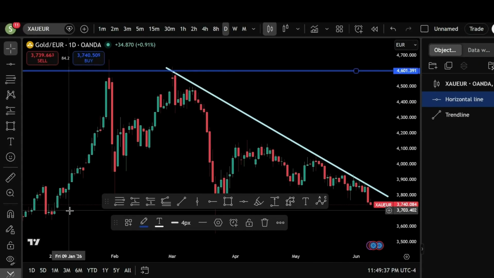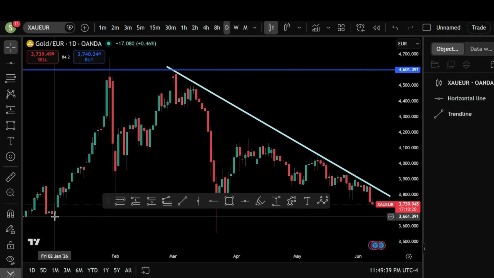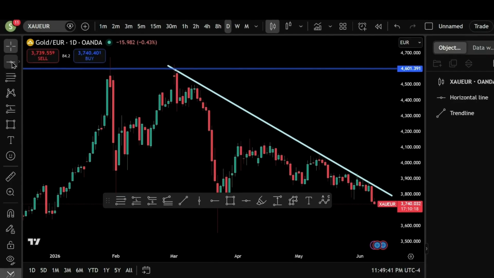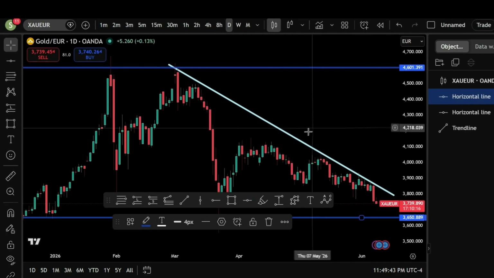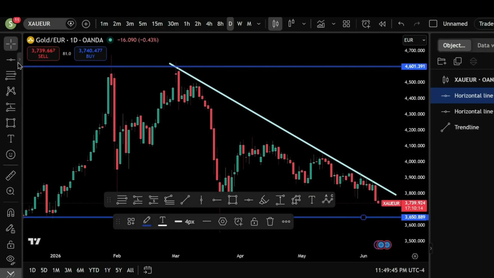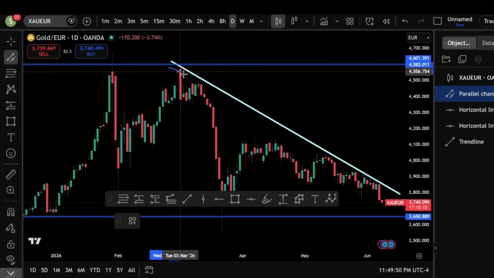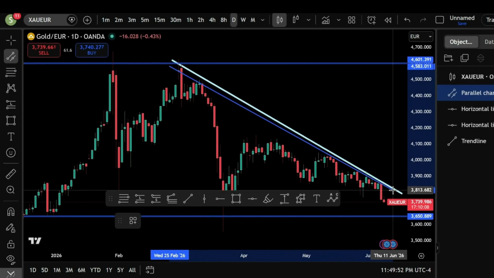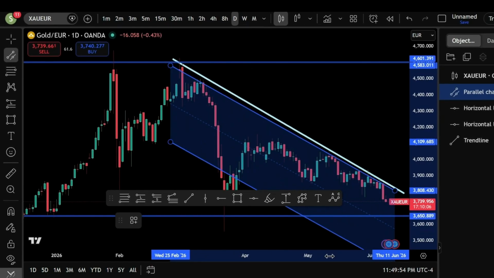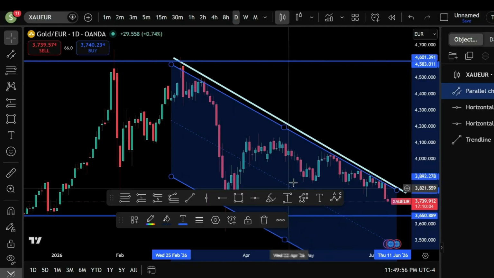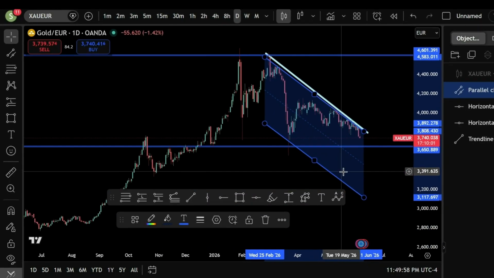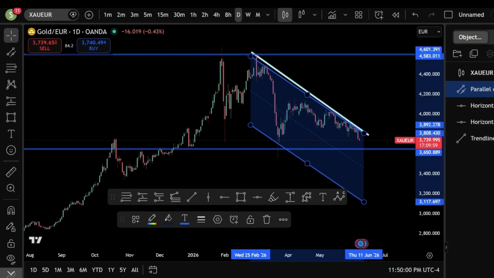First is trend line, used to draw trend direction. Second is horizontal line, used to mark support and resistance. Third is parallel channel, used to draw a price channel when the market is moving in a clear trend. Once you get comfortable with these three tools, you can already start doing basic chart analysis on TradingView.